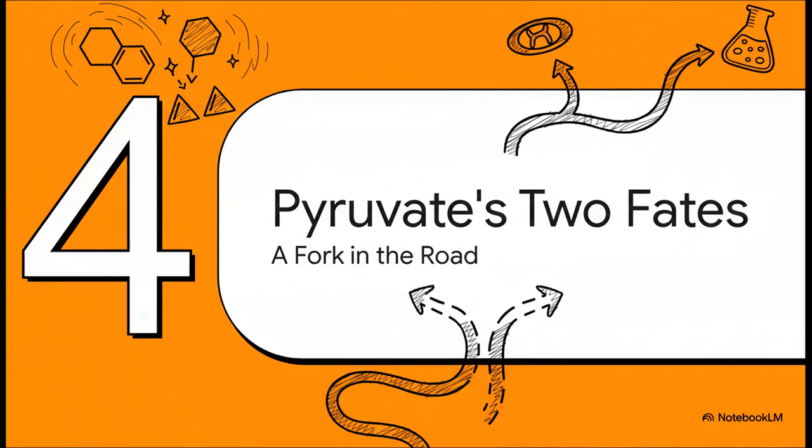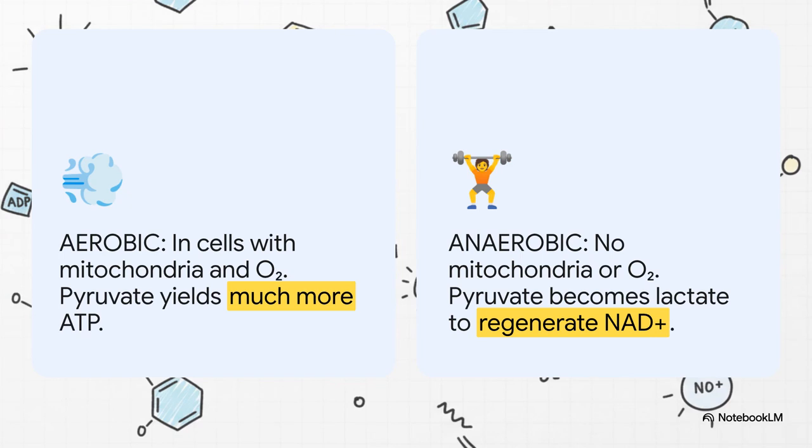So we've made it to the end of the line for glycolysis. Our original glucose molecule is now 2 molecules of pyruvate. But the story is far from over. Pyruvate is now standing at a fork in the road. It has a choice to make. And what does that choice depend on? It's really just one thing: oxygen.